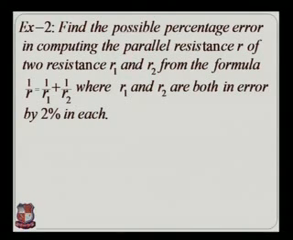Okay. So here two resistances R1 and R2 are given in parallel. So we find out the change in small r. R1 and R2 both have a percentage error of 2% in each. We discuss it again on the blackboard.